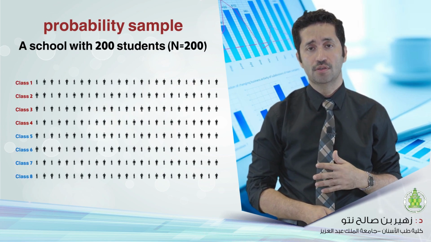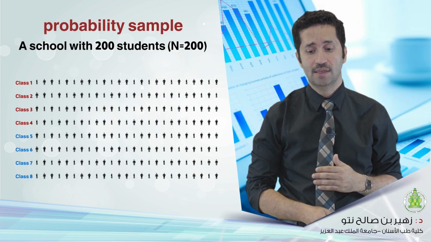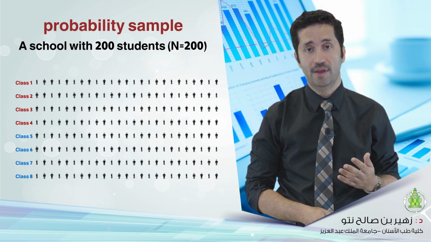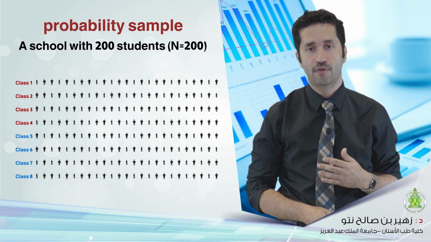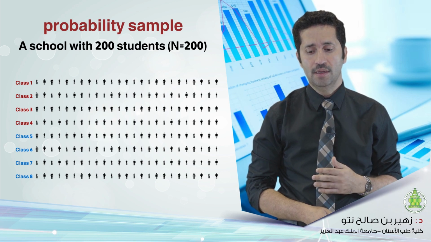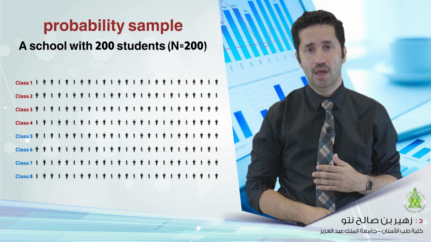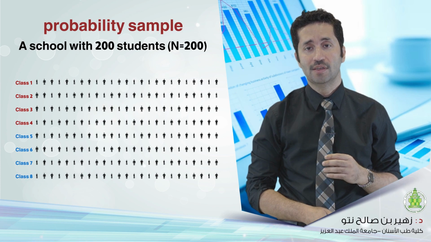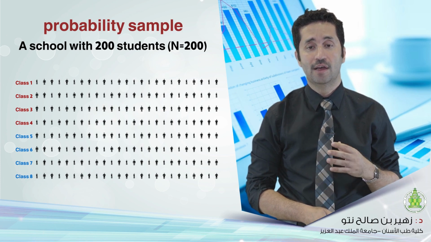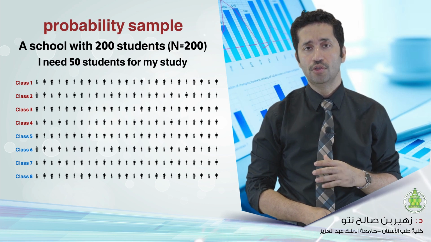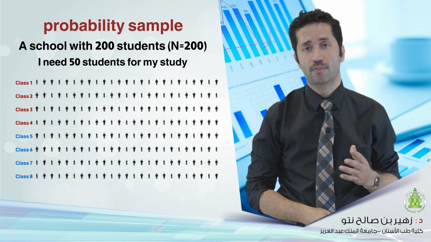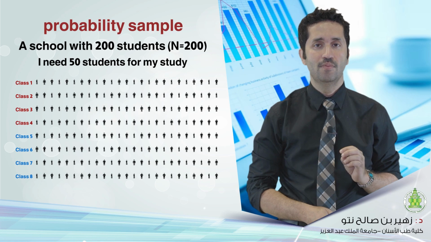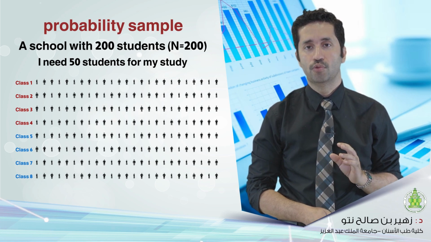Let's assume we have a school with 8 classes. From class 1 to 4 is for females, and from class 5 to 8 for males. And we have 200 students, and we want to take a sample from those students, and we want the sample here to represent the whole school. Let's assume we need only 50 students out of the 200.